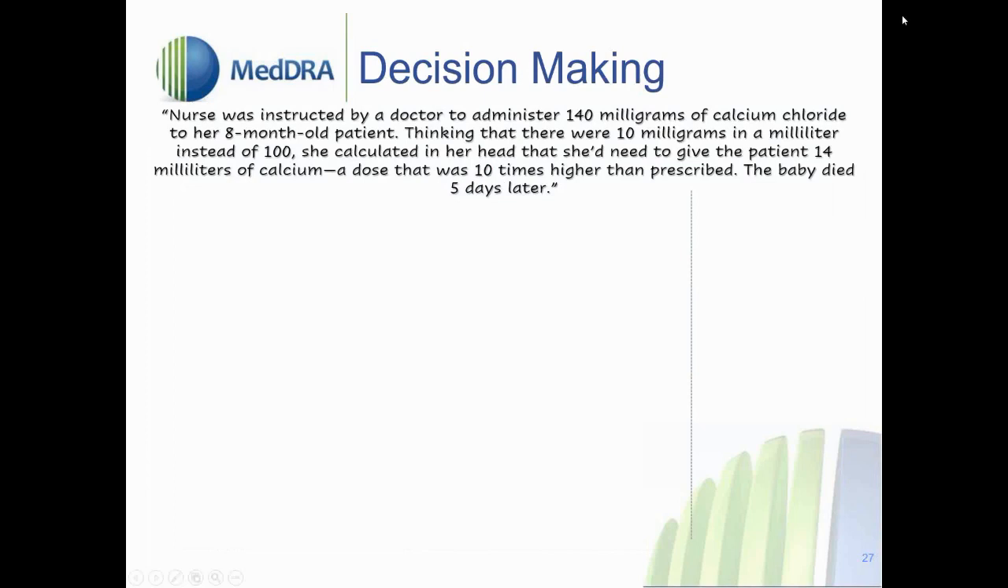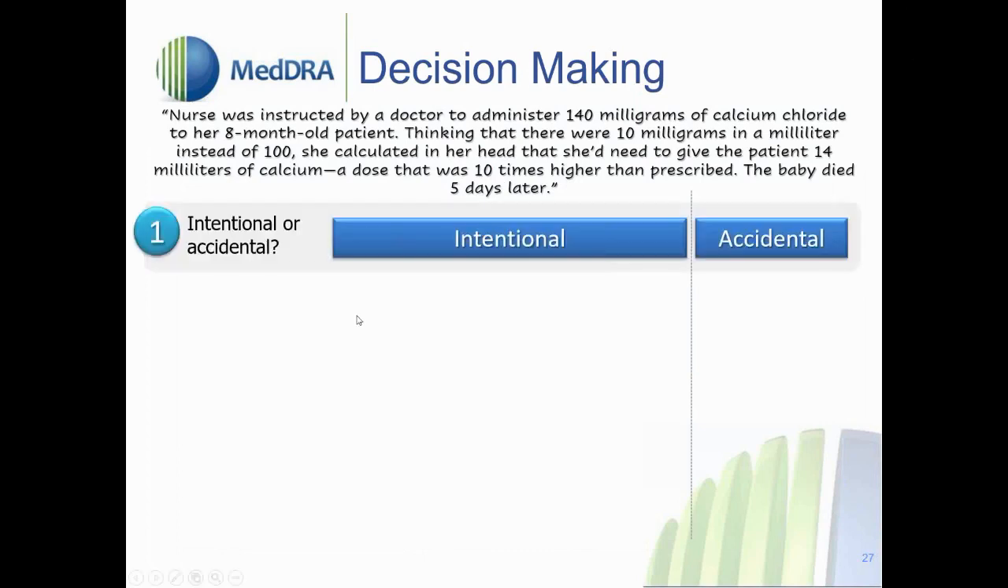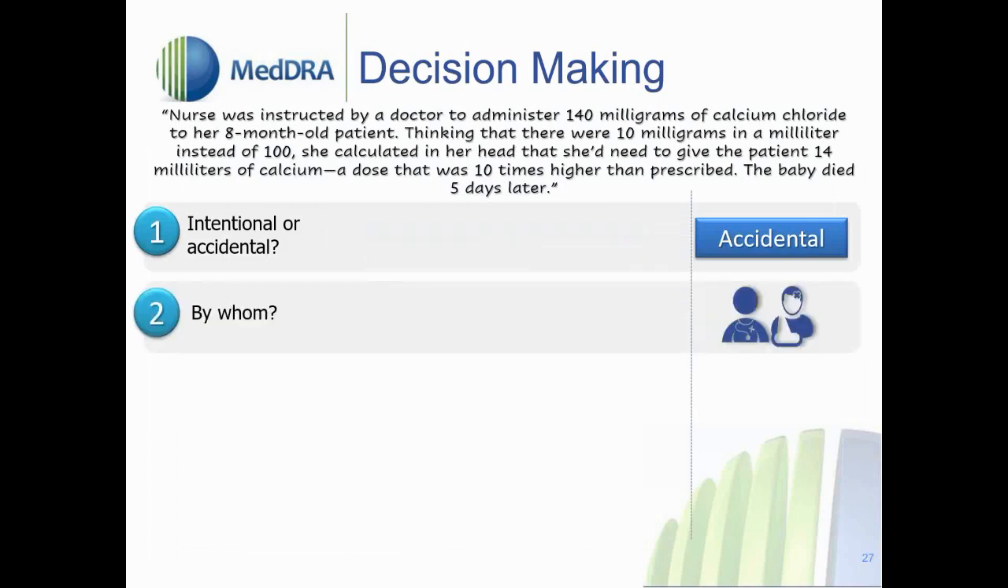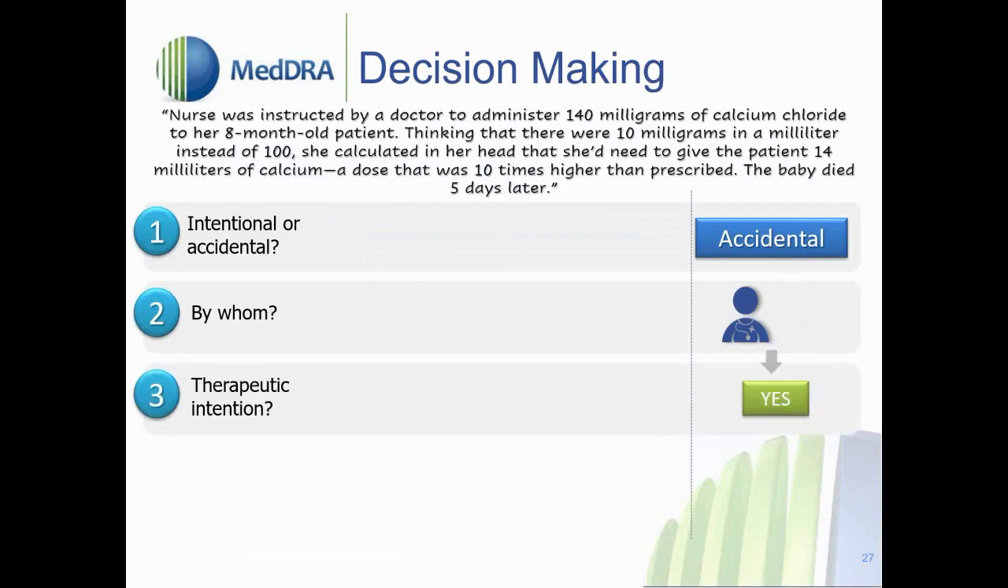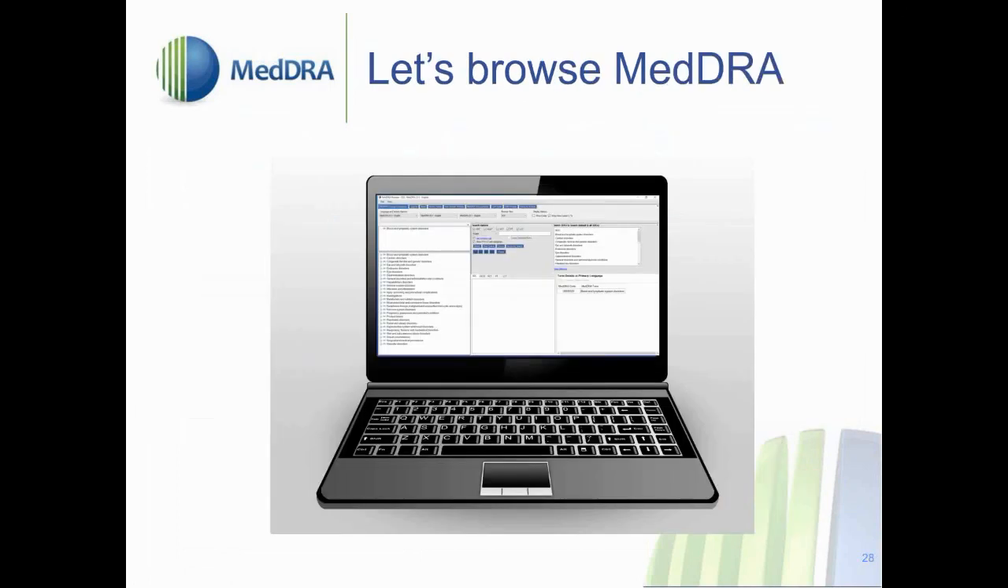And now let us look into our decision chart, how to classify this incident first. Is it intentional or accidental? I think it's quite clear that this occurrence was accidental. The deviation was done by a nurse, and it was in the context of therapeutic use of the product. So it is a medication error.